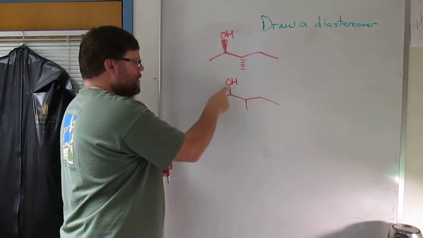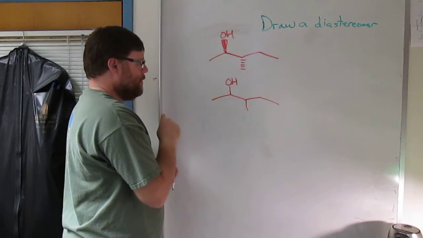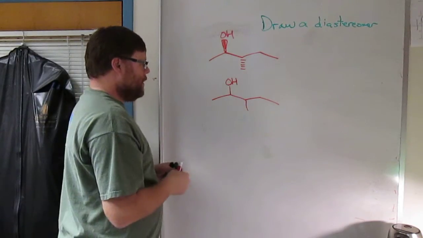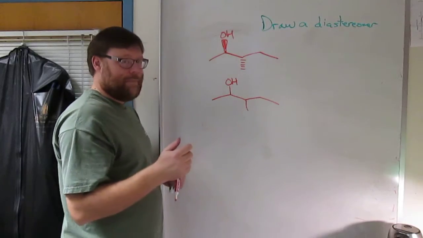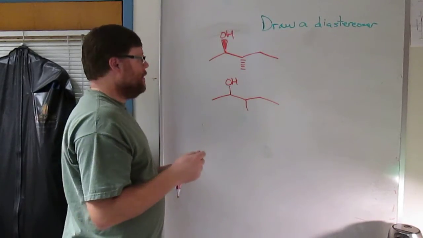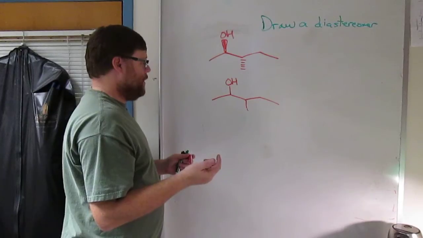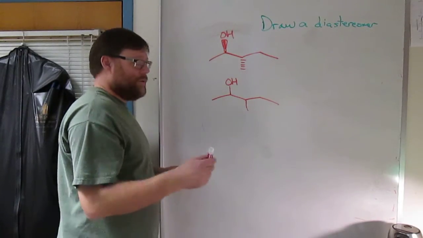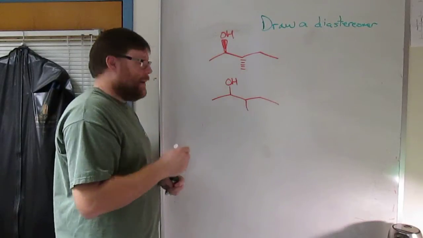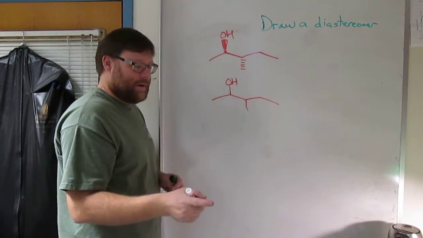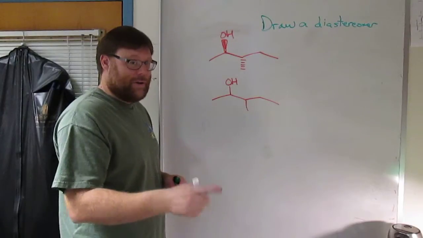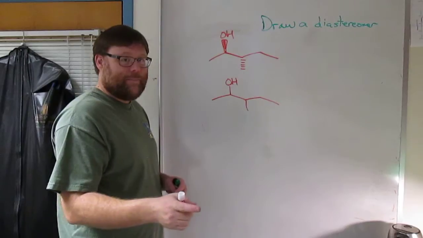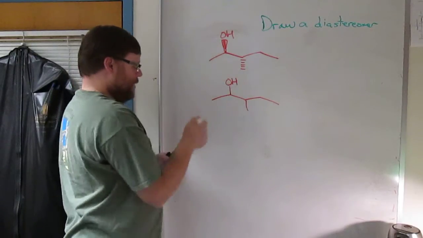So if I change the configuration at both of the chiral carbons, there are 2 chiral carbons, then I would get the mirror image. I would get the enantiomer. That's what I did in the last video. So the trick to get a diastereomer is to change at least one chiral center. You can change more, but you want to change at least one, and you want to have at least one stay the same. In this case we have 2 chiral centers.